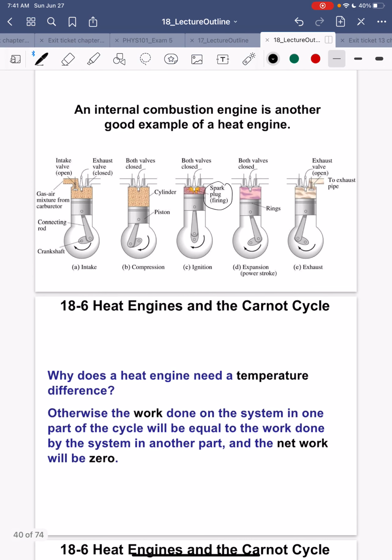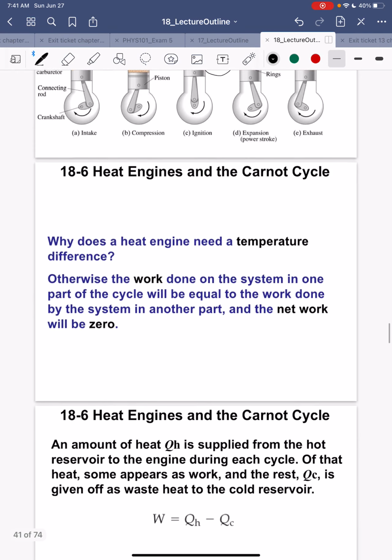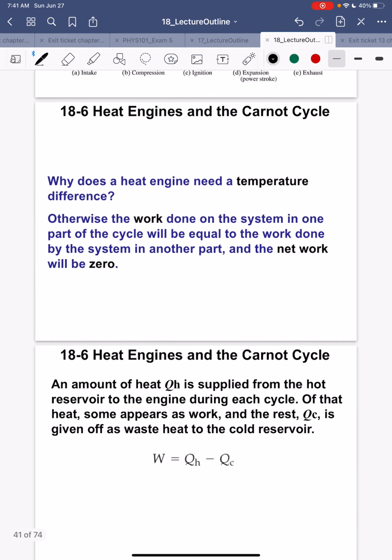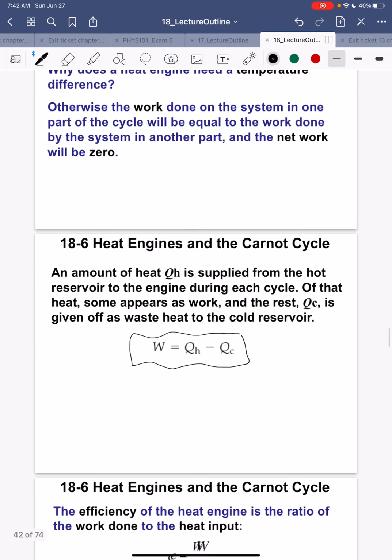Why does a heat engine need a temperature difference? This is because the work done on the system in one part of the cycle will equal the work done by the system in another part, and the net work will be zero. Now, this is how we calculate the work: it is Q hot minus Q cold. And this is, of course, also related to conservation of energy.